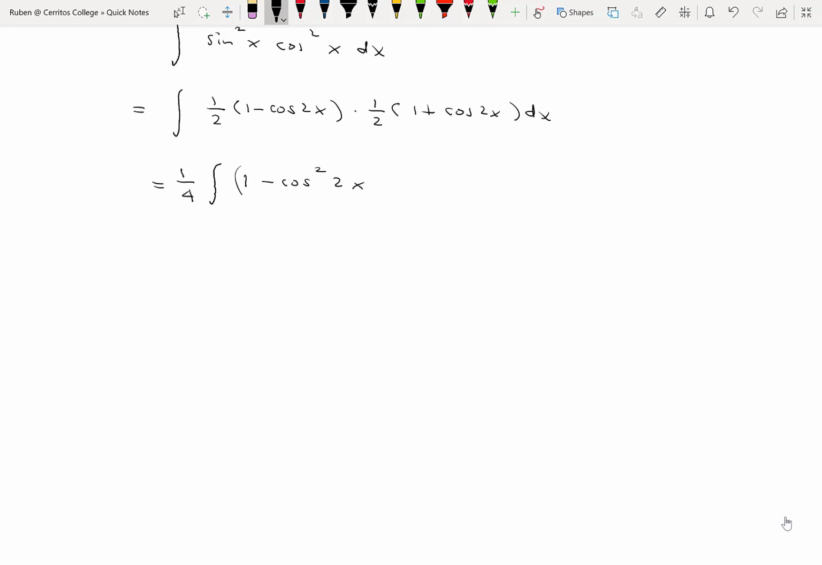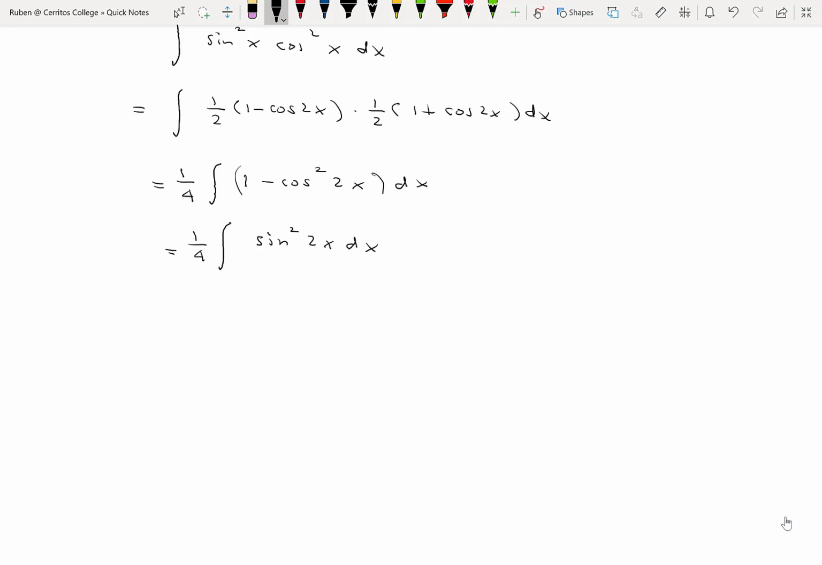So 1 minus cosine 2x times 1 plus cosine 2x is 1 minus cosine squared 2x, not 1 minus cosine squared 4x, or 4x squared, okay? And in this case, we could either go forward and use the power reducing formula for cosine again, or we could remember that 1 minus cosine squared of an angle is sine squared of the same angle. Well, that was pretty nice. It doesn't always turn out to be this compact or concise.